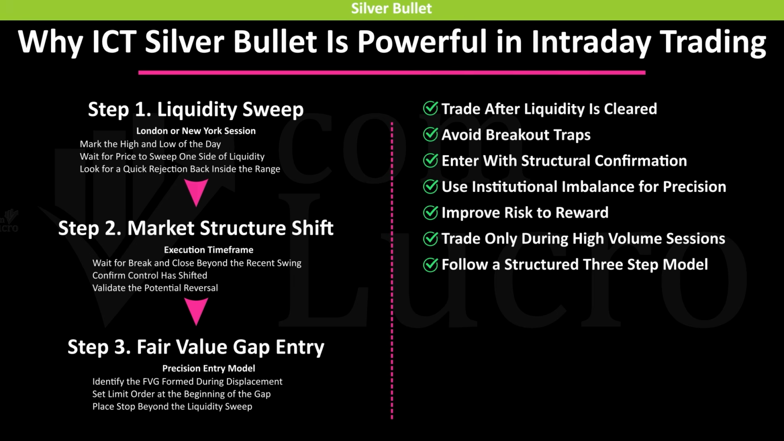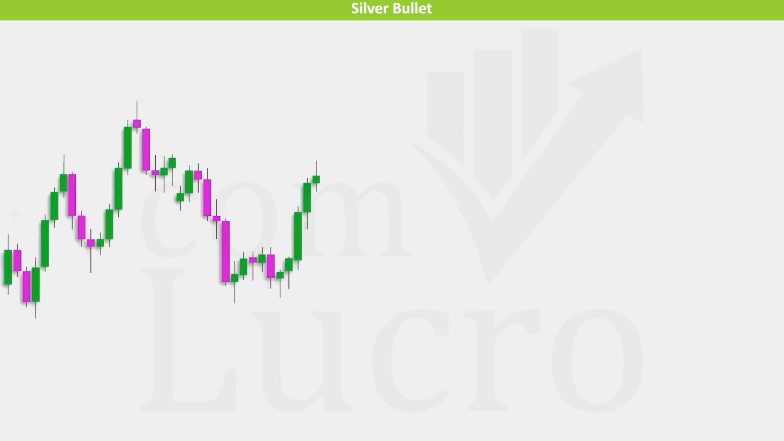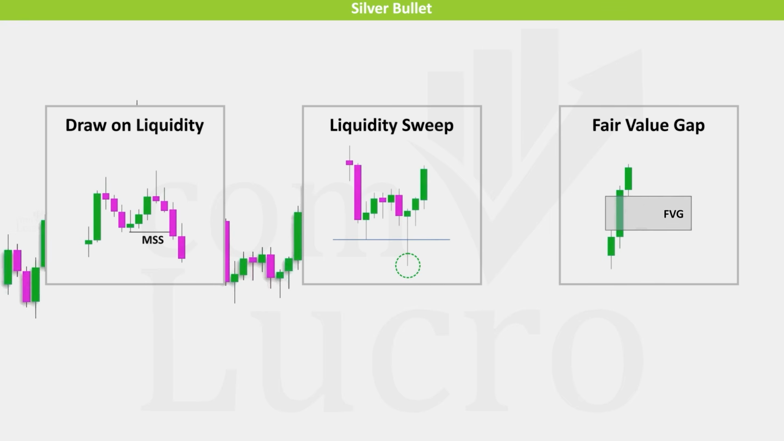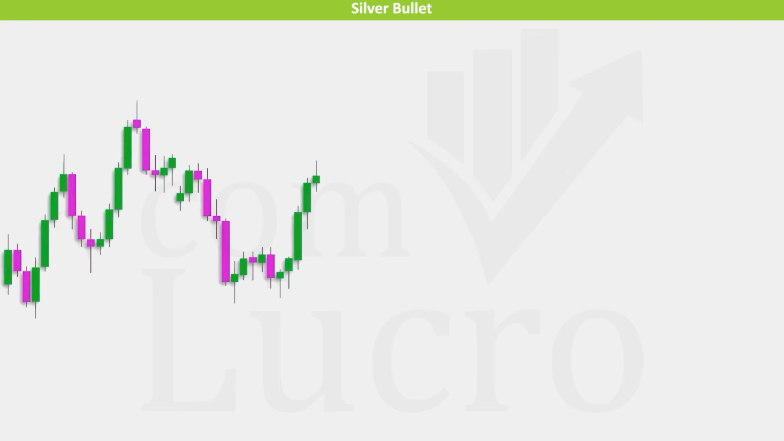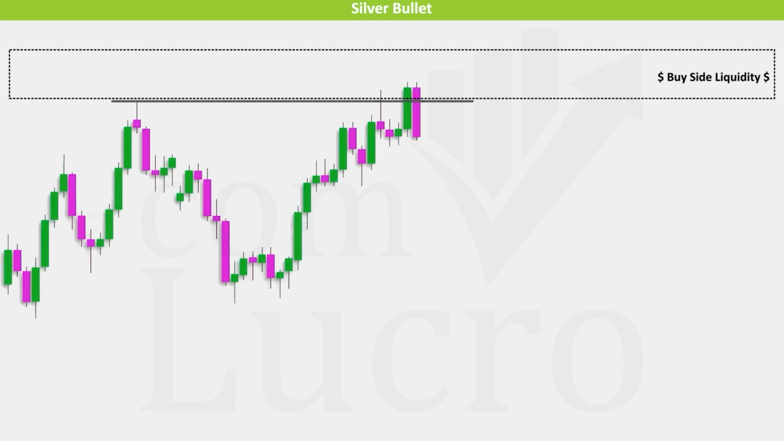This same logic is structured and repeated every day in specific intraday models, such as the Silver Bullet. The Silver Bullet is an ICT trading strategy that combines three main concepts: market structure shift, liquidity sweep, and fair value gap. When these elements align within specific trading sessions, they create a structured opportunity based on liquidity and confirmation rather than random entries.